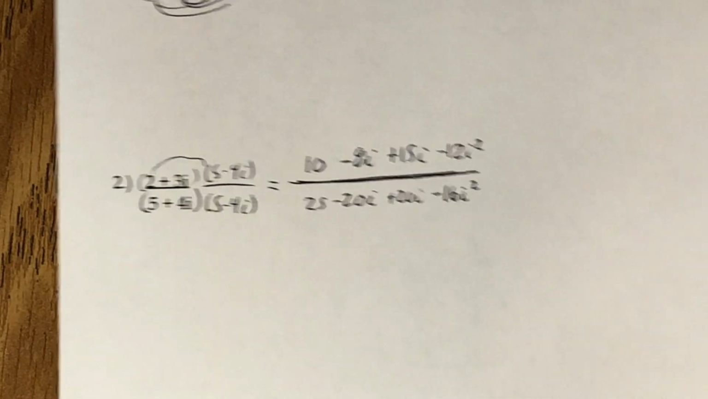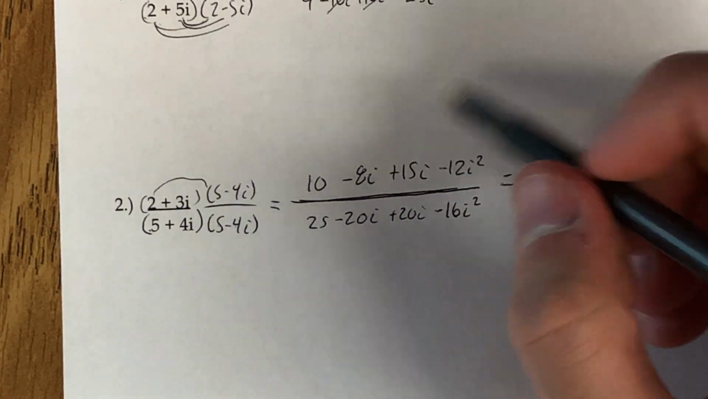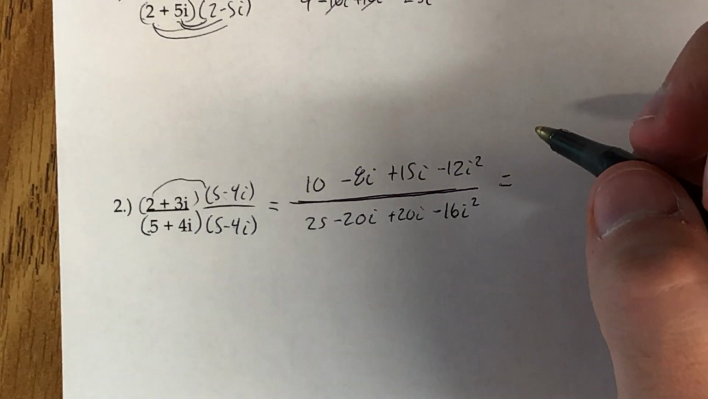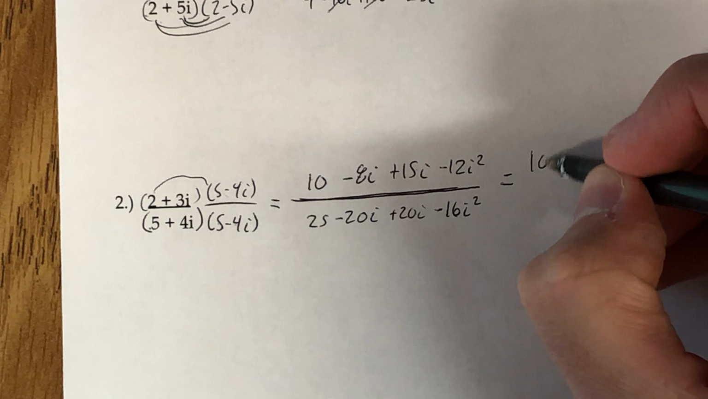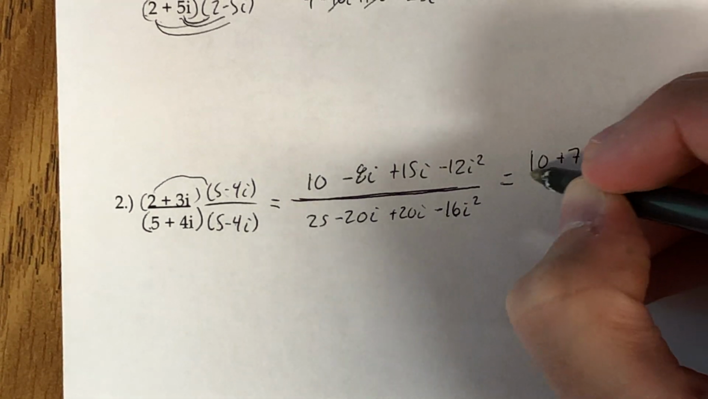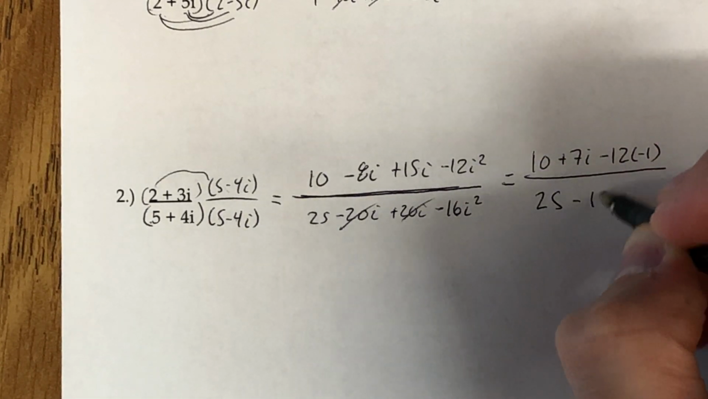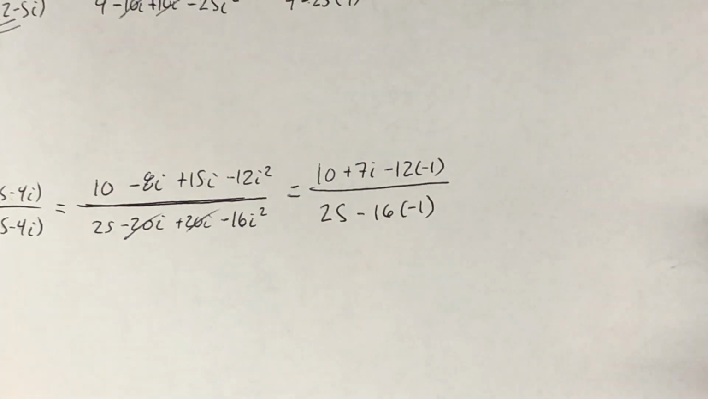Whew, long one. So, up top, things don't cancel, notice, because we didn't multiply by the conjugate of the top, which is okay. We can have imaginaries up top. So negative 8i plus 15i is positive 7i. Substitute in negative 1 for i squared. Down below, those i's cancel, and we get 25 minus 16 times negative 1. So again, substituting that negative 1 in for i squared.